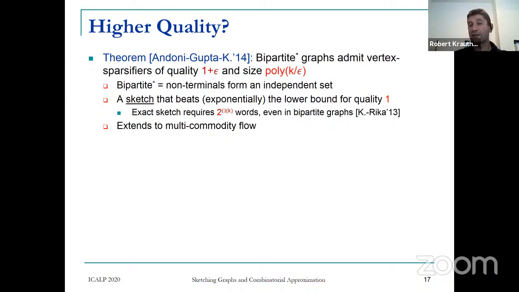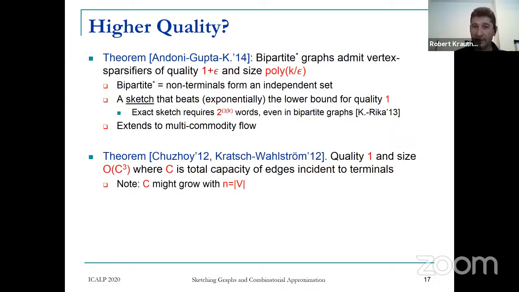And then we can reduce the size of the sparsifier to polynomial in k, compared to the general upper bound that we have, which is doubly exponential. So it's polynomial, much, much better. By the way, for this family of graphs, there's a lower bound of 2 to the omega k, as written here, if you want exact. So by going from exact to 1 plus epsilon approximation, I'm able to beat the exponential lower bound, getting a polynomial. So this 1 plus epsilon approximation really buys us a lot, which is very nice.